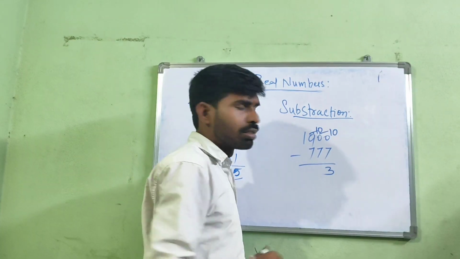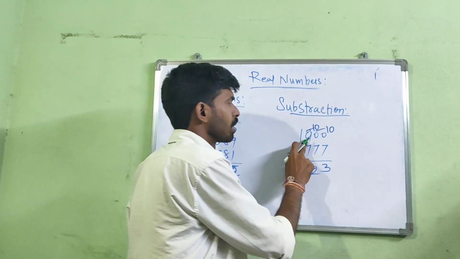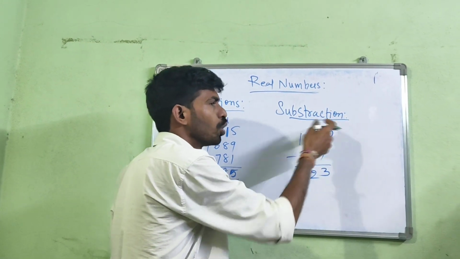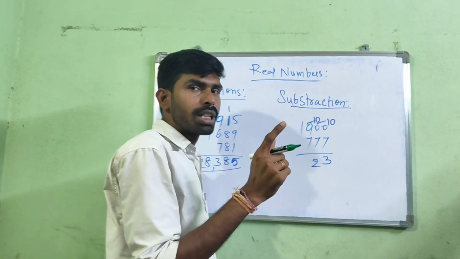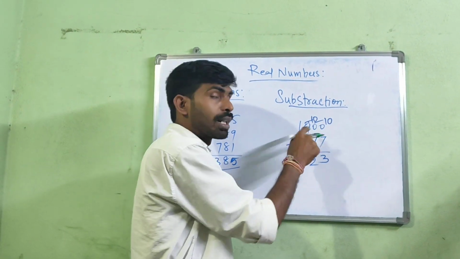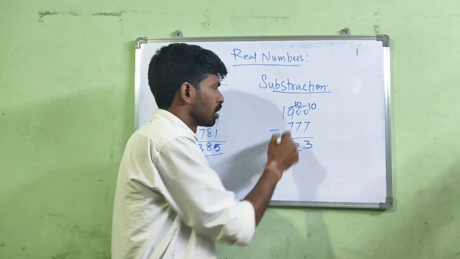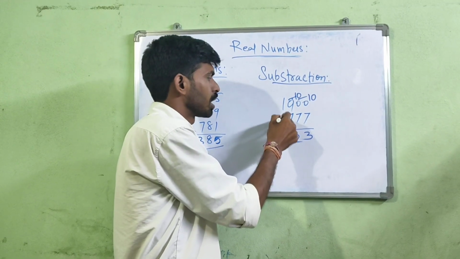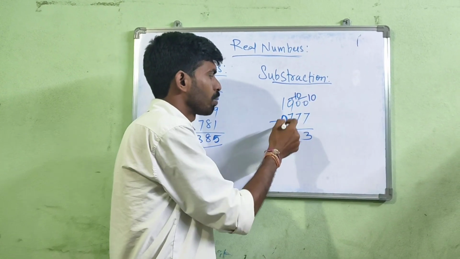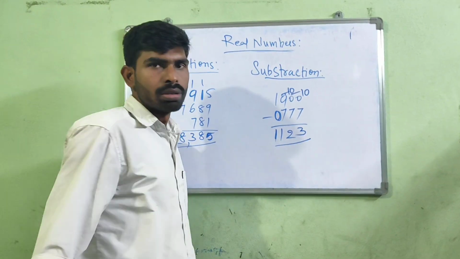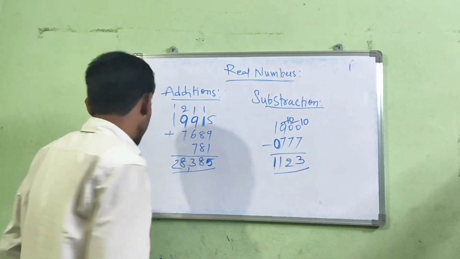9 minus 7 is 2. Here 9 is there, already borrowed from here. One number will be less. 9 minus 1 is 8. So 8 minus 7 is 1, and there is a 1, there is nothing, that means 0. 1 minus 0 is 1. Like this we need to do.